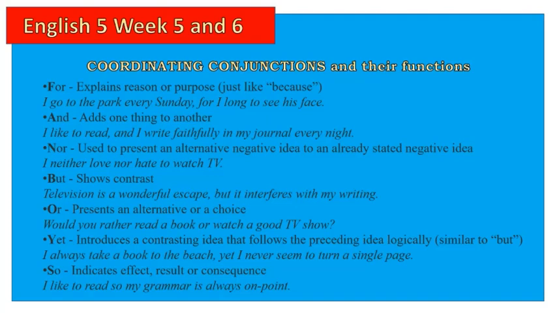Let us now discuss coordinating conjunctions and their functions. What I'm showing you now are the 7 coordinating conjunctions plus their function and an example sentence. Okay? For explains reason or purpose, just like because. Example: I go to the park every Sunday for I long to see his face. Next, and adds one thing to another. Example: I like to read and I write faithfully in my journal every night.